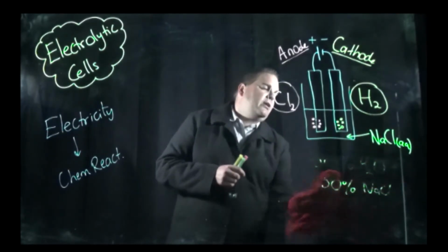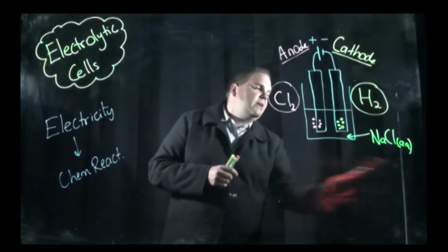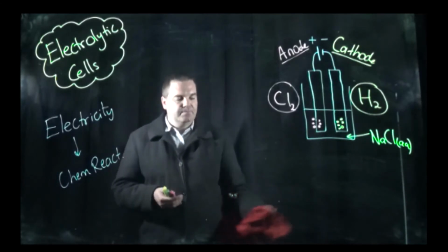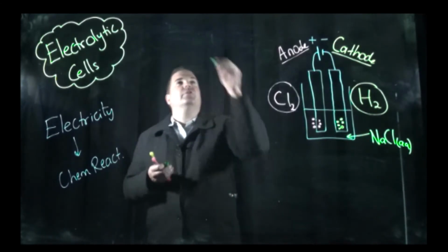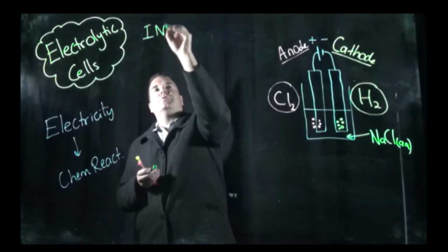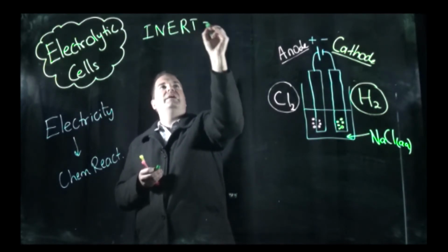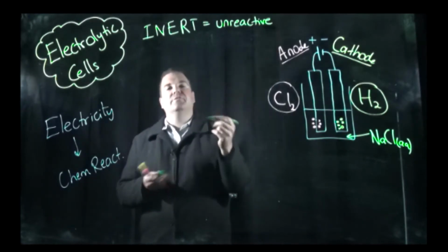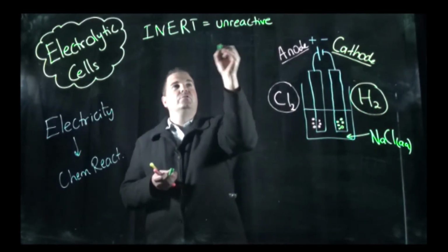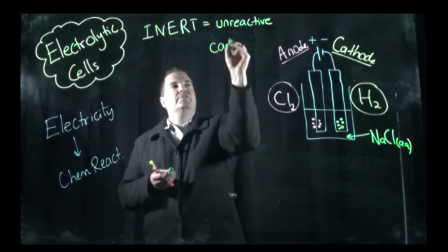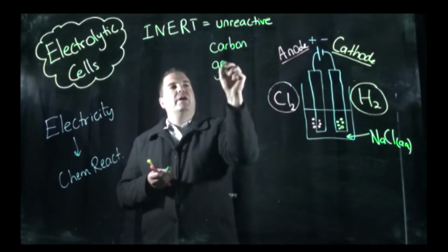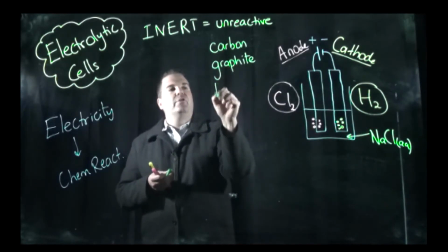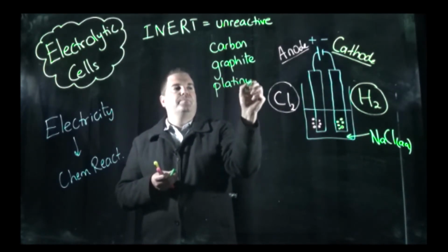So there's actually two types of electrodes that you can use when you're doing electrolysis. One of them is called inert electrodes. I'll write that up here. Inert electrodes means they are unreactive. That means they don't take part in it. Very common inert electrodes that we use are carbon electrodes, graphite electrodes, which is just another form of carbon, and we often use platinum electrodes as well.